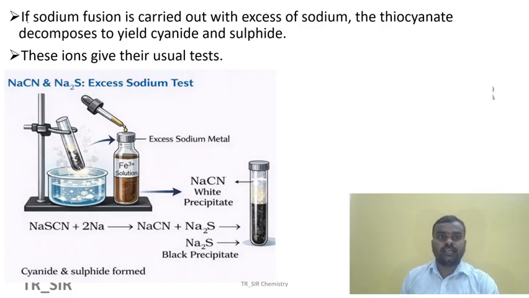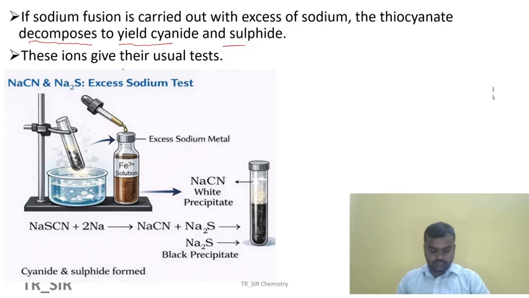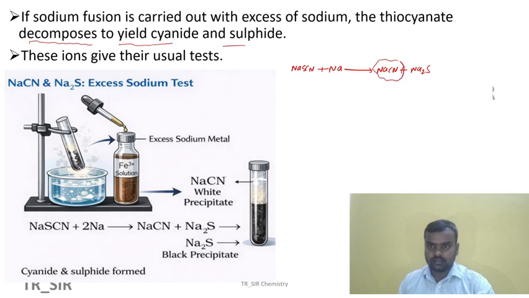Now, if sodium fusion is carried out with excess of sodium and thiocyanate, what happens? They decompose to yield cyanide as well as sulfide. How do they decompose? Let us take the equation like this: sodium thiocyanate. When you treat it with sodium, you will get sodium cyanide and sodium sulfide separately. So a decomposition reaction takes place.